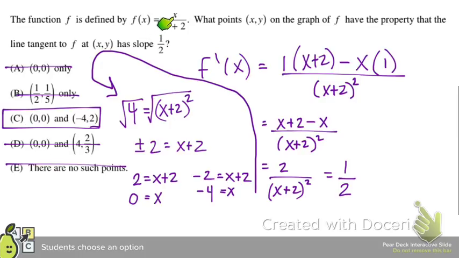If I plug in 0 to the original function, I get 0 over 2, which is 0. That's where they got this y-coordinate from. If I plug in negative 4 to the function, I get negative 4 over negative 4 plus 2. That would be negative 4 over negative 2, which is a positive 2. And that's where they got that y value from. So those are the 2 points.